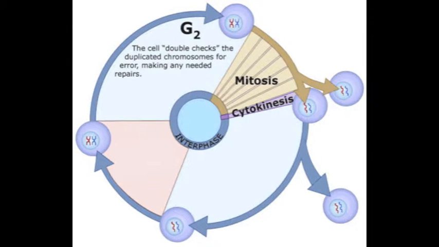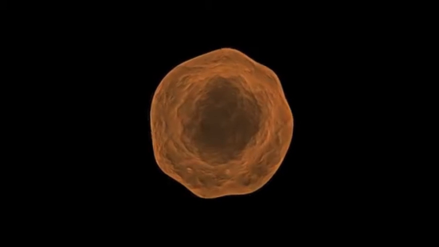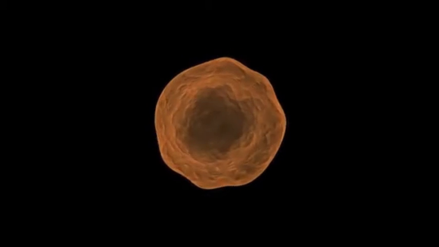After the S phase comes the G2 phase, in which the cell undergoes a period of rapid growth to prepare for mitosis. The G2 phase prepares the cell for mitosis by checking the replicated chromosomes for errors and by producing enzymes that will help the cell divide. After interphase is finished, mitosis begins.